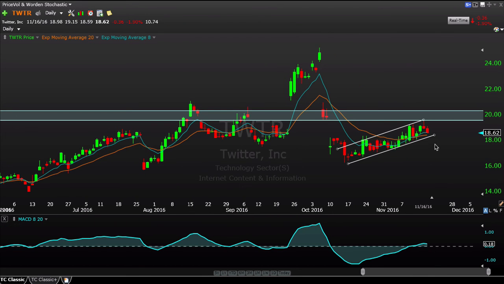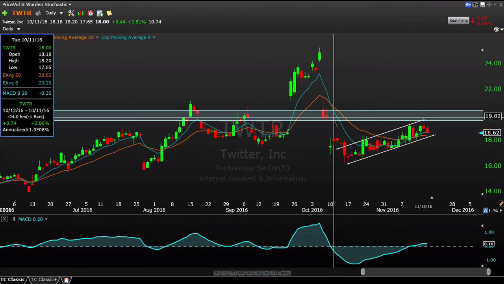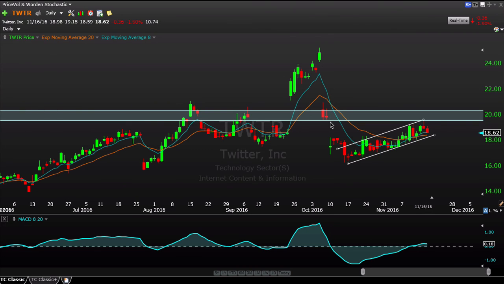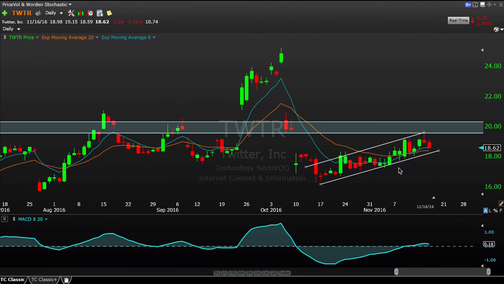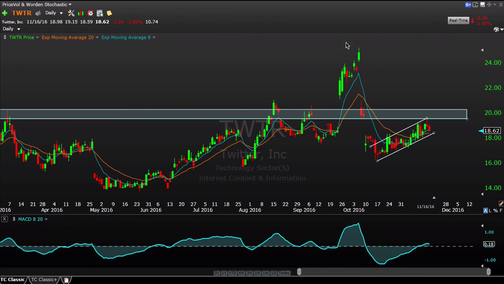Twitter, let's go there next. You can see it filled this gap, or got pretty close to it. Yeah, it did fill this gap here from October the 10th. That's constructive. Look how tight price is right now, just grinding higher in this little rising channel. Is that going to be some big bear flag?